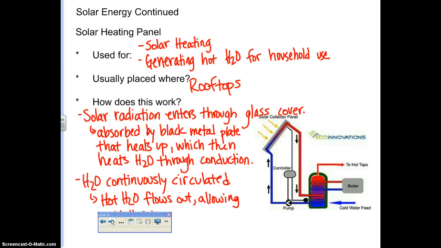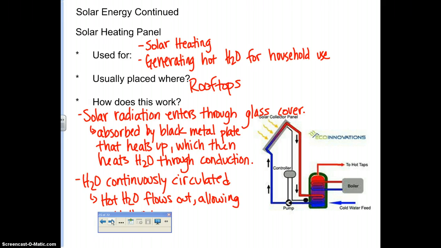Solar heating panels are used for solar heating and for generating hot water for household use. Where are they usually placed then? On rooftops. China has a ton of these. This is a really big use of heating in China.